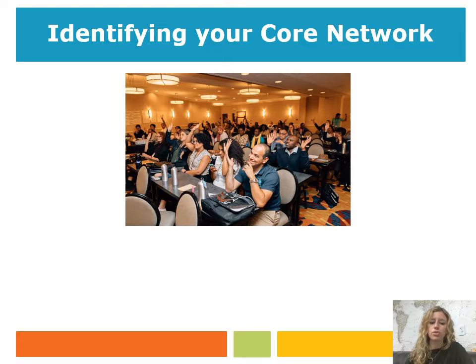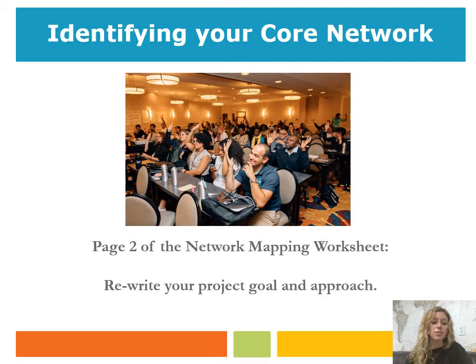Let's look at sheet 2 of the worksheet. This is where you will focus on your community action project and what support you'll need from your network to successfully design and implement your project. Right now, complete the first part of page 2 of the worksheet where you rewrite your goal and approach for your community action project from your brainstorming worksheet. So pause the video and rewrite the goal and approach to your community action project now.